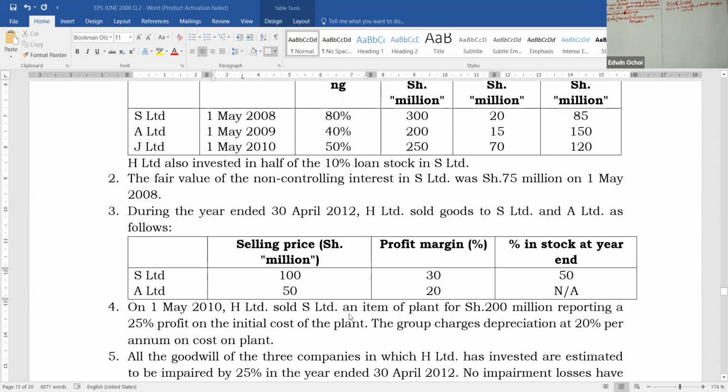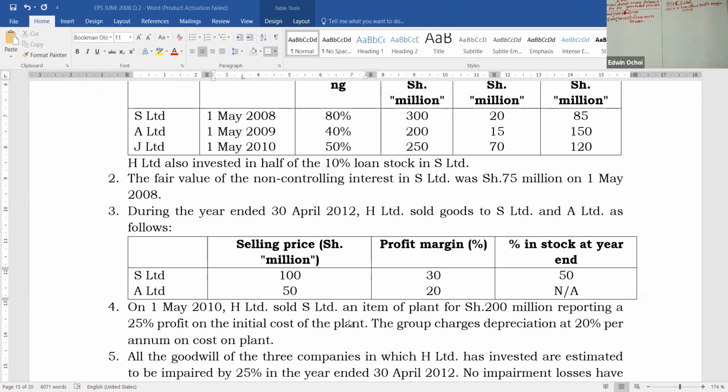So when H was selling this asset to S, it included a profit of 25%. But they never said that S resold. So obviously, a fixed asset is not meant for resale, which means that when S received it, it will never resell it. So we have to check the unrealized profit on each side. There's a profit you will never realize because you will never resell that asset.